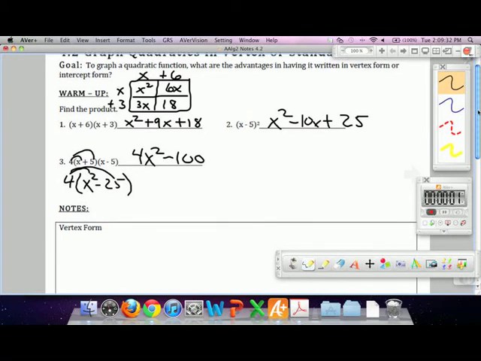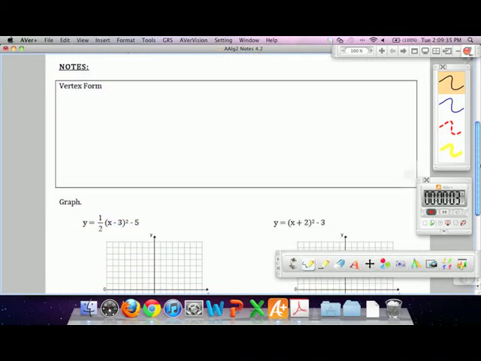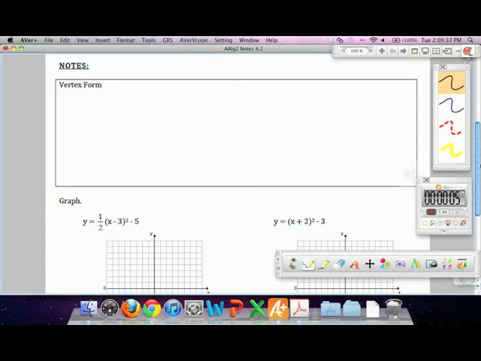Yesterday, we saw quadratics in what are called standard form. Today, we're going to look at two other forms of writing a quadratic. The first is what's called vertex form. Vertex form because if we rewrite our equation in this form, you can read off where the vertex is. It'll actually be told to you in the way it's written. Vertex form looks like this.